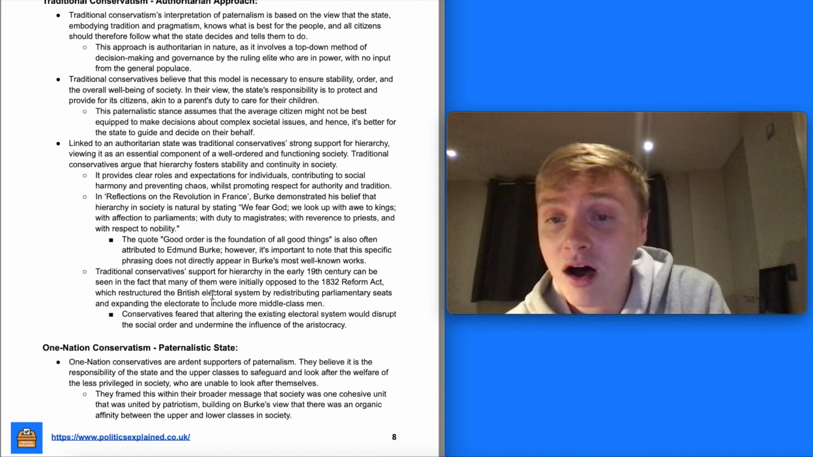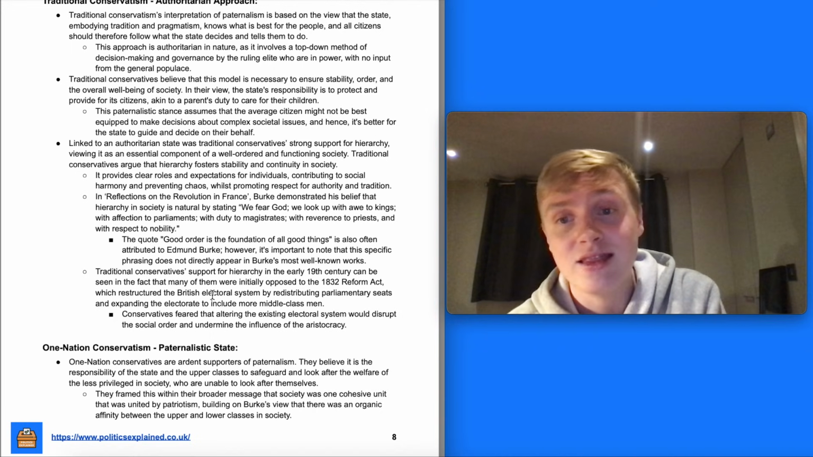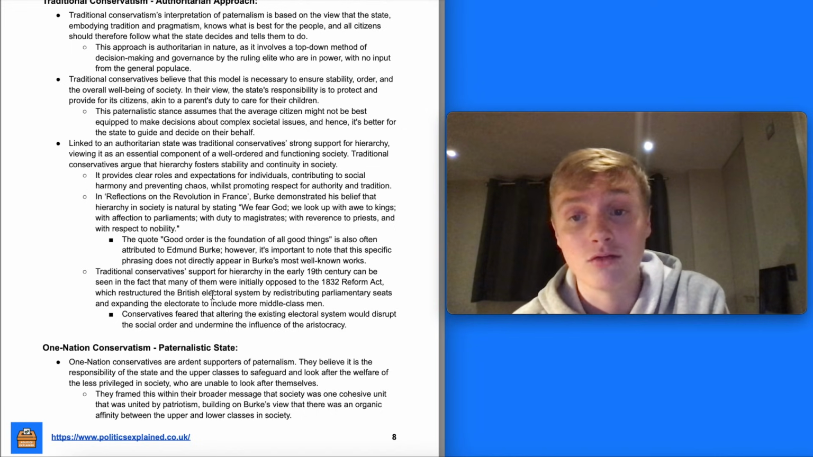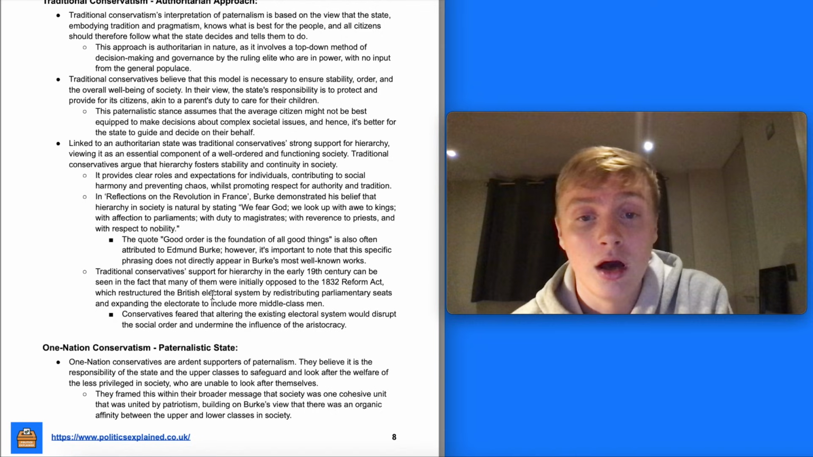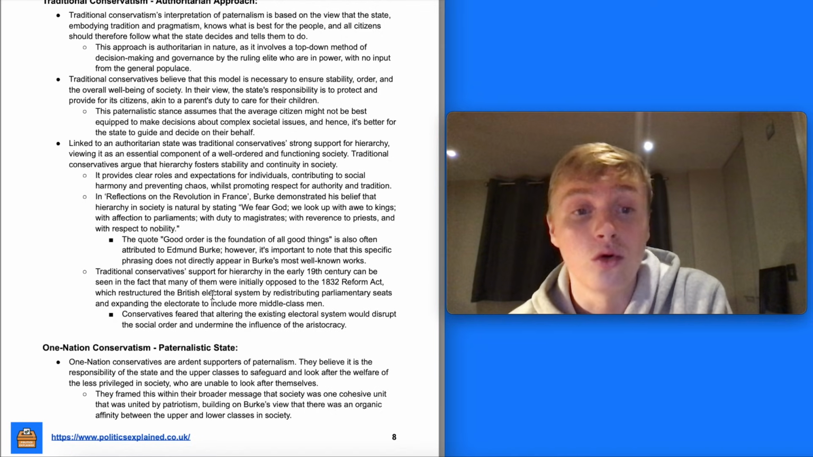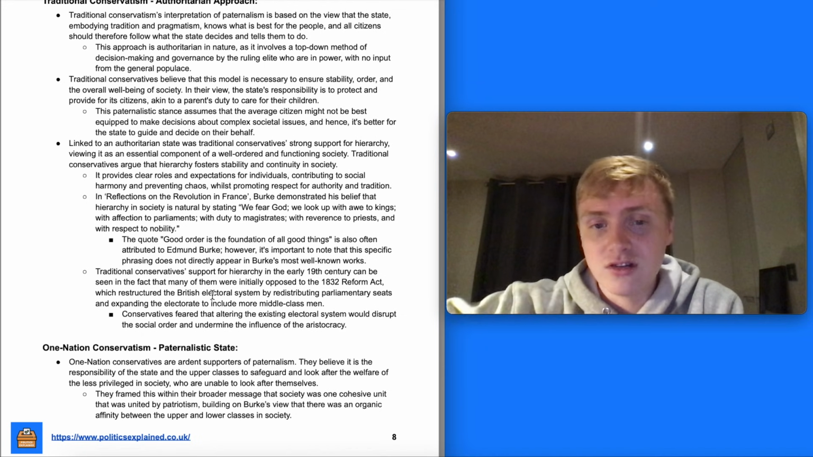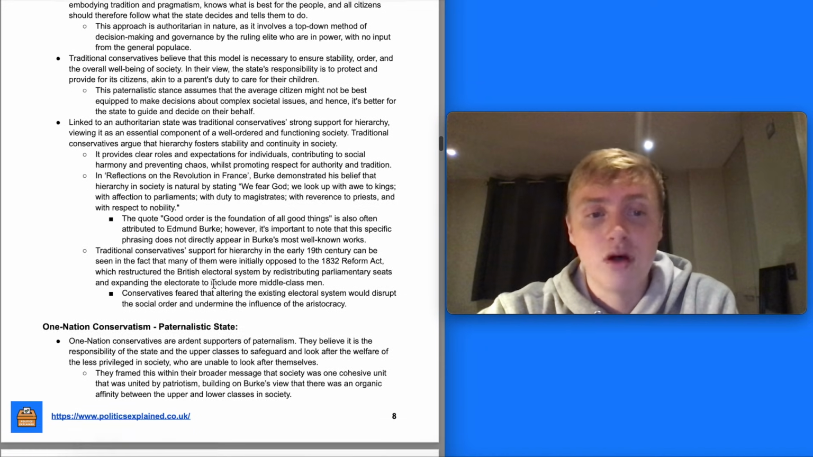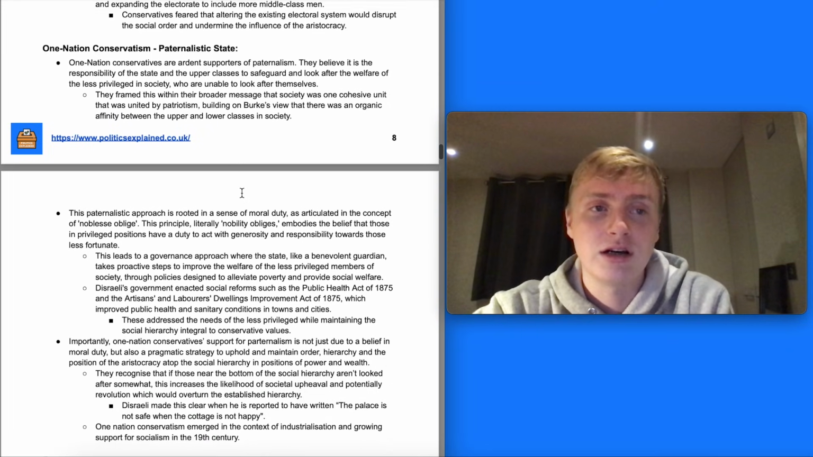And this support for hierarchy can be seen from traditional conservatives in the early 19th century, in the original opposition by people like Robert Peel, who can be considered a traditional conservative, to the 1832 Reform Act, which sought to restructure the British electoral system. They argued this potential reform would disrupt the social order and undermine the influence of the aristocracy, which shows their support for hierarchy.